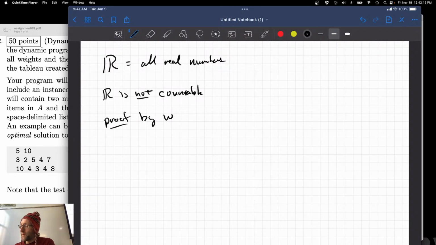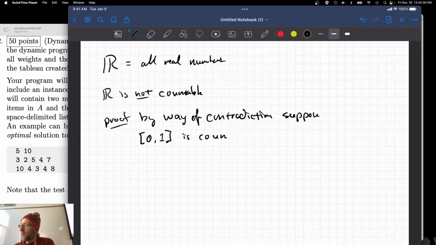Here's Cantor's proof, I should say. By way of contradiction, suppose that they are countable. Suppose, say, 0 to 1 is countable. All I have to do is show a small section of the numbers is not countable, and the entire thing is not countable. Okay?